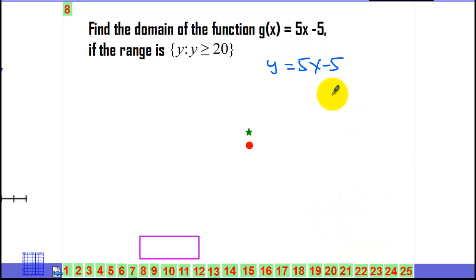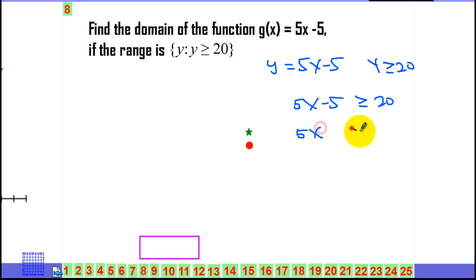So for this question, we can say that y is equal to 5x minus 5, but y is greater than or equal to 20. Since we know that this is equal to y, and y is greater than or equal to 20, I can just use my transitive property and write it this way. Add 5 to both sides, we'll get 25. Then divide by 5, we'll get x greater than or equal to 5.